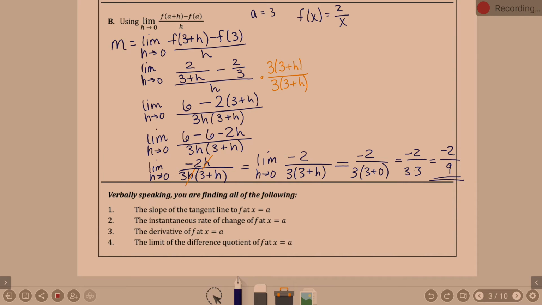Yes. So on here, it says use the one and use the other. On the test, is it going to tell us which one to use, or are we allowed to use whichever one we want? I don't know. Verbally speaking, you are finding all of the following. So all of this is what I would call interchangeable vocabulary.